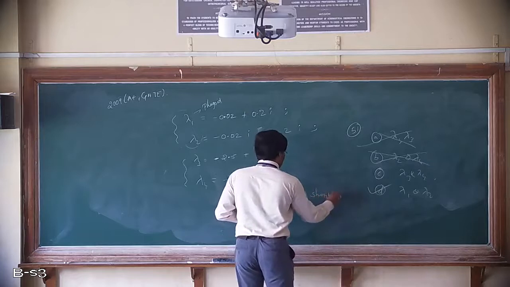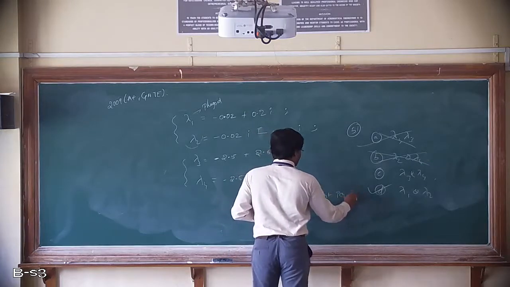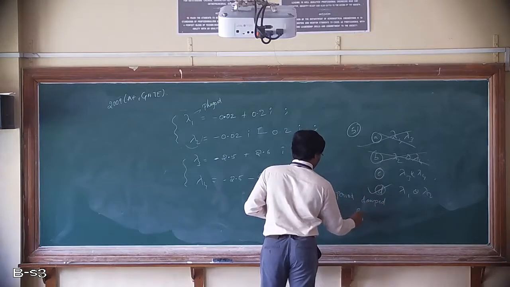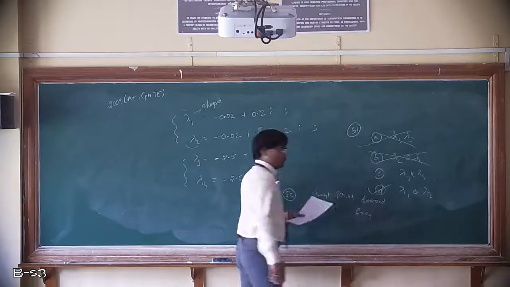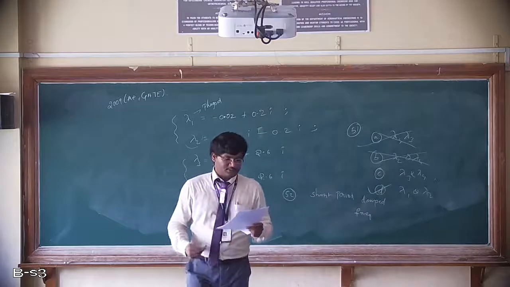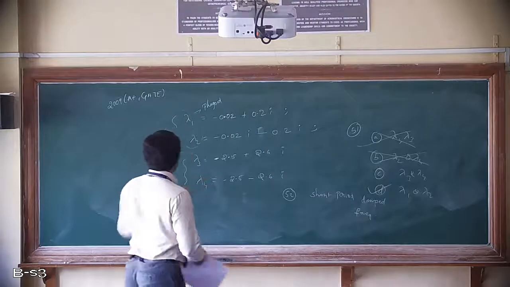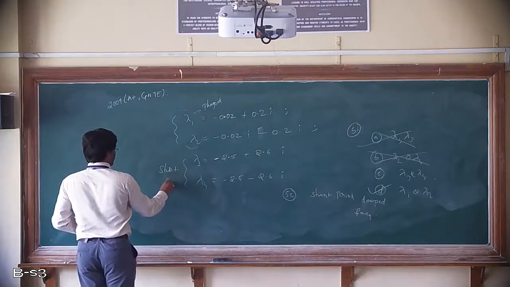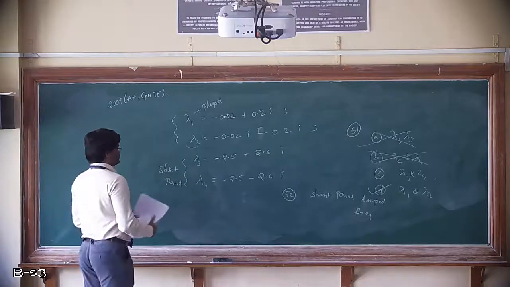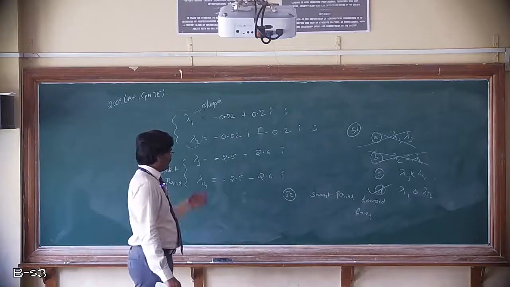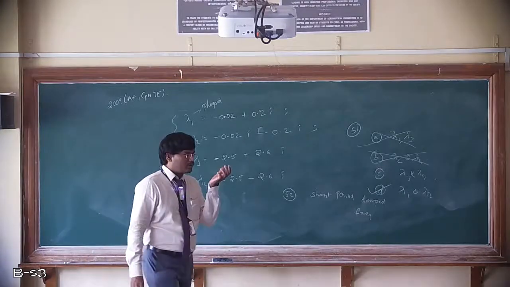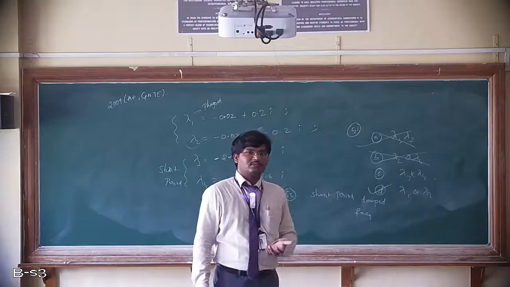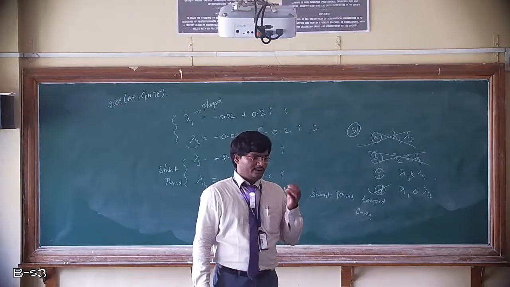Okay, and next, question number 52. What did they ask? The short period damped frequency. You have to find the short period damped frequency. If you observe here, this is the Phugoid mode and this is the short period mode.